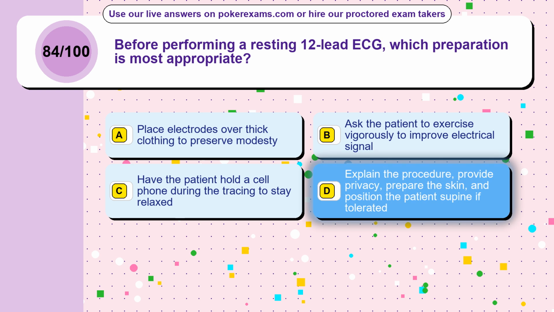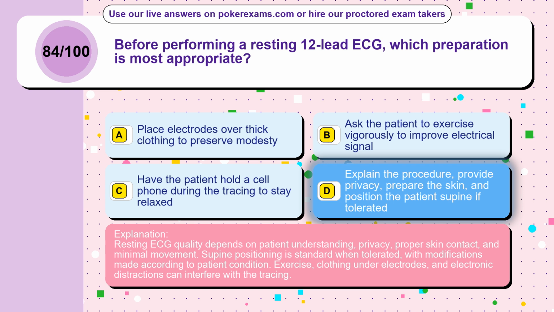The correct answer is option D, explain the procedure, provide privacy, prepare the skin, and position the patient supine if tolerated. Resting ECG quality depends on patient understanding, privacy, proper skin contact, and minimal movement. Supine positioning is standard when tolerated, with modifications made according to patient condition. Exercise, clothing under electrodes, and electronic distractions can interfere with the tracing.